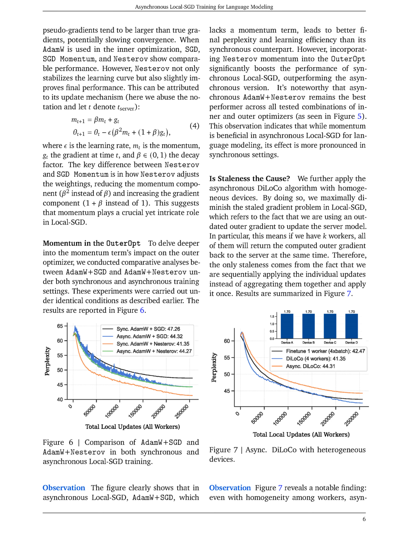Section Summary. In this section, the authors investigate the effect of different combinations of inner and outer optimizers on language modeling performance in asynchronous Local-SGD. They find that combining AdamW as the inner optimizer with Nesterov momentum as the outer optimizer yields the best results. Additionally, they observe that incorporating Nesterov momentum into the outer optimizer significantly improves the performance of synchronous Local-SGD, but its effect is less pronounced in asynchronous settings.